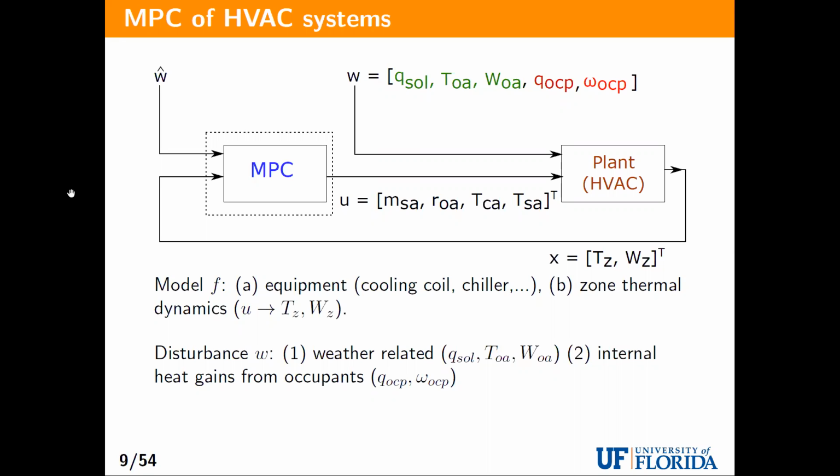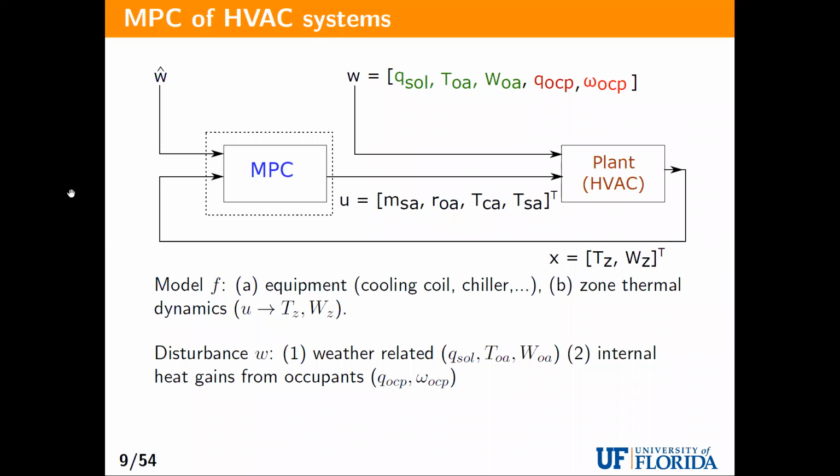All right. So you need 2 things. One is the equipment model, so cooling coil, chiller, etc. And the other thing you need is also the thermal dynamics. So you need to know, if I change any one of those 4 things, how does it change the temperature and humidity inside the building? Ultimately, that's what you need to control to keep people happy, right?